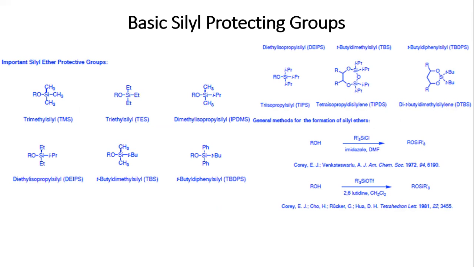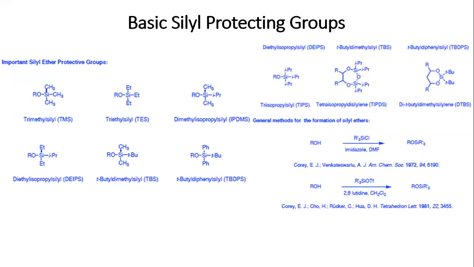But some of your basic silyl protecting groups here, like TMS, trimethylsilyl, that's one of the simplest and easiest ones to apply as well as remove, right? And we talked about some of these the other day, tert-butyldimethylsilyl, tert-butyldiphenylsilyl. All of these different silyl protecting groups, you put them on based on how robust they are, right?